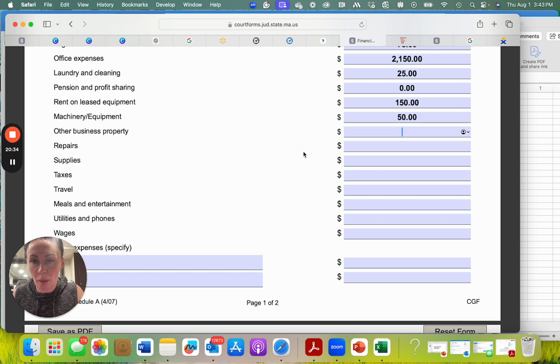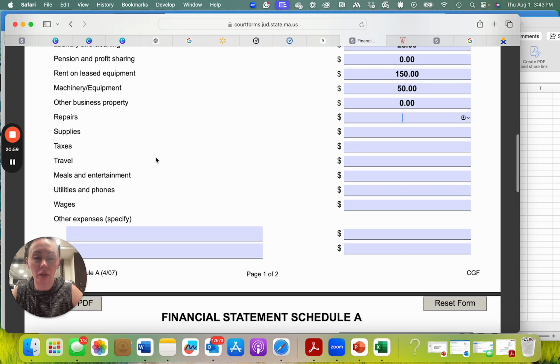Other business property. If you purchased other business property other than equipment, machinery, or real estate, that might go on this line. Maybe it was some office decorations or something else, but that would get reported in that spot. All right, for our example, that is going to be 0.